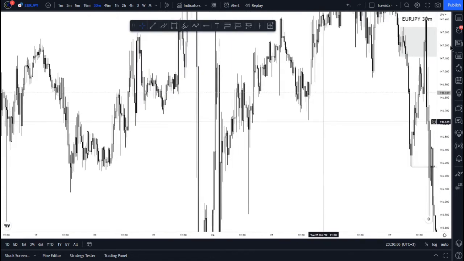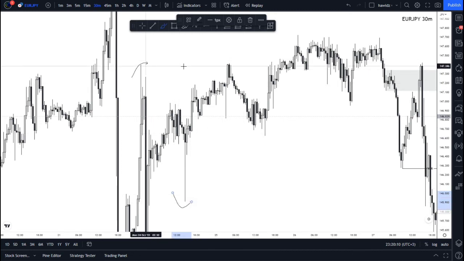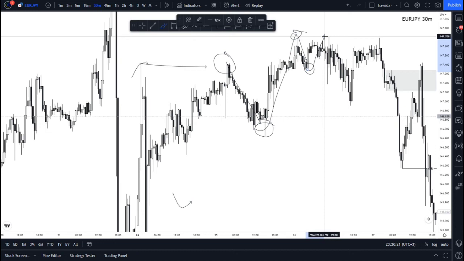Okay, so we had price pushing bullish from this area here, creating a high, a low, a high, a low. Lo and behold, this depletion of price, this failure of price to come and break the structure.